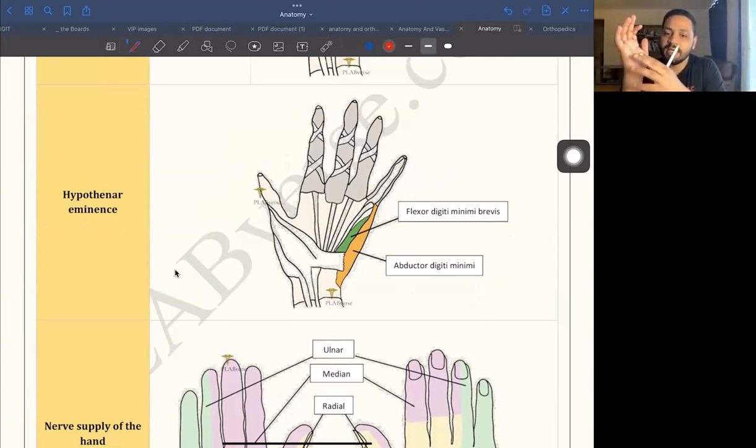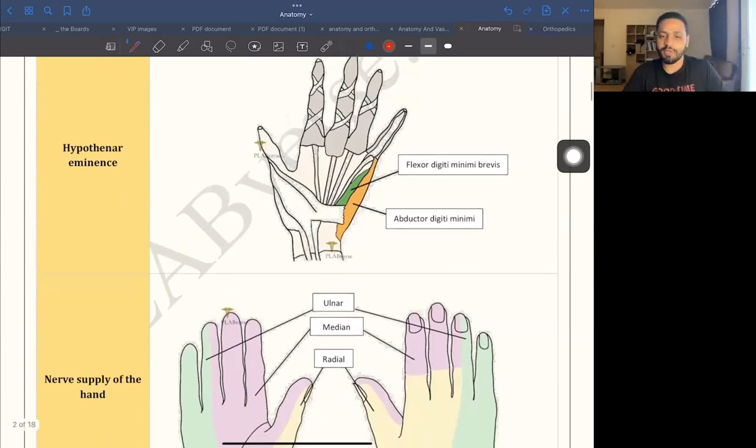The hypothenar eminence is on the other side of your hand, and there are two muscles that supply the little finger, which is called the digiti minimi. Digiti minimi is your little finger, the minimal or smallest digit. So you have here flexor digiti minimi brevis and abductor digiti minimi. These are the hypothenar eminence. If you look at my hand here, you actually see a muscle moving, right? This is the abductor digiti minimi, and here this is the flexor digiti minimi brevis. All right, so this is the hypothenar eminence.